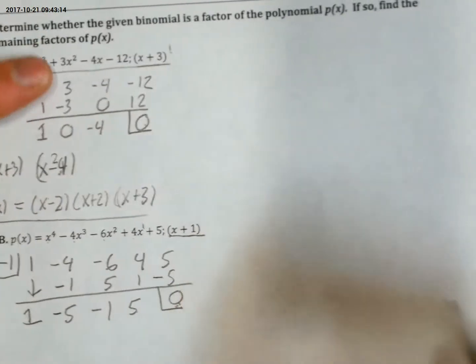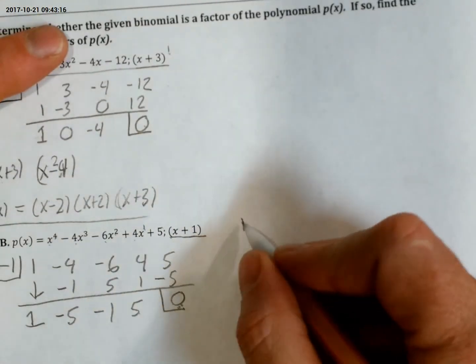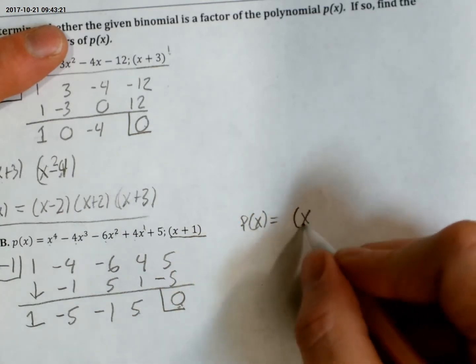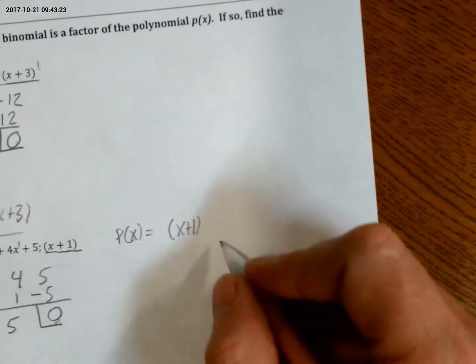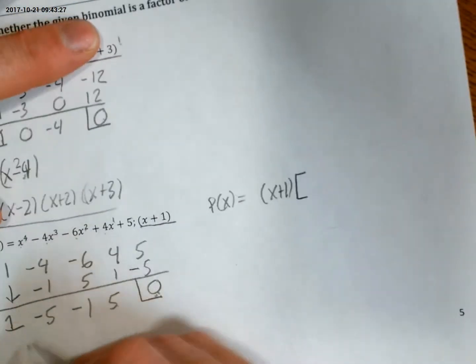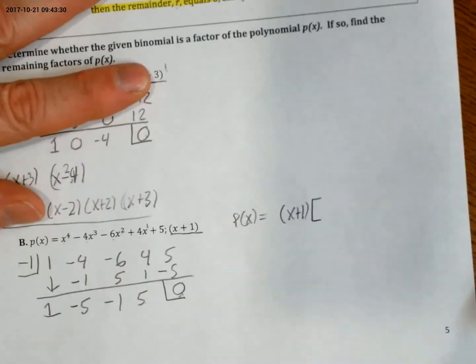So I'm going to move over here and list my factors. I got my original factor. I'll write it as p of x equals x plus 1. And then I'm going to list these factors. And I kind of know what's going to happen. There's 4 terms over here, so I believe we're going to have to factor by grouping.